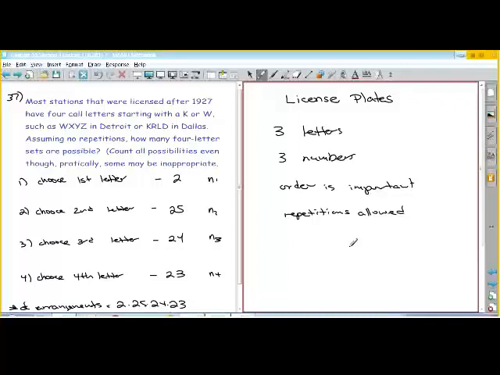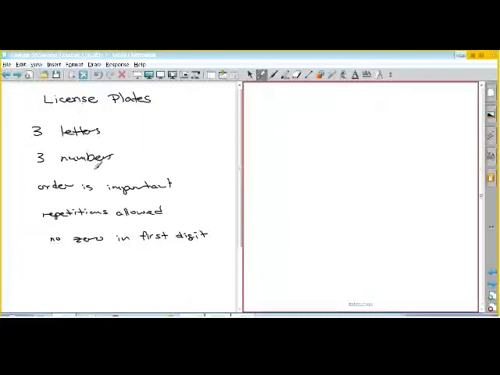So how do I approach this? Because repetitions are allowed, that wipes out permutations and combinations. You can never use permutations and combinations if you allow repetitions. And the fact that the number of letters to choose from is different than the number of numbers to choose from. And let's say no 0 in the first digit. Okay, so I'm going to do that.